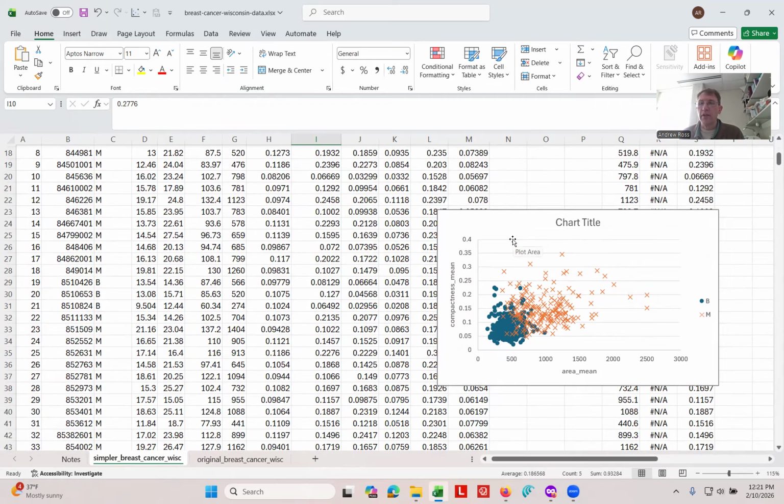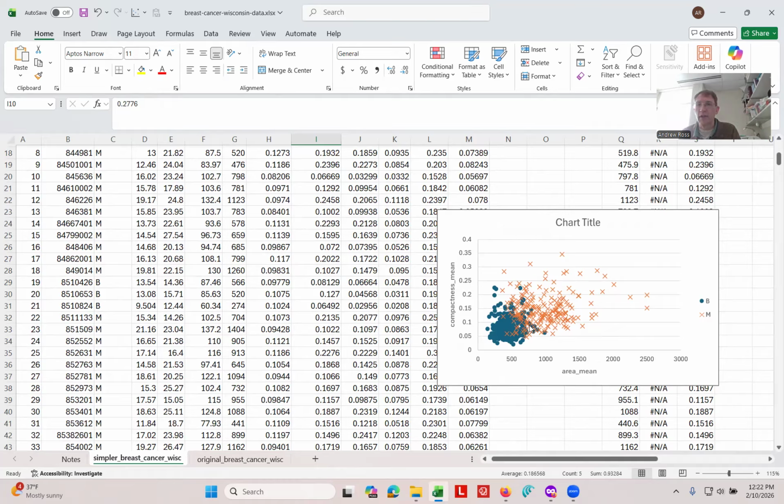So the question is, can we come up with a mathematical system to say, based on the area and the compactness, are we going to diagnose this as malignant or benign? So think about how you might do that for a minute. We might be thinking, well, I could draw maybe a line, and anything on one side of the line I will say is malignant, and anything on the other side I'll say is benign.